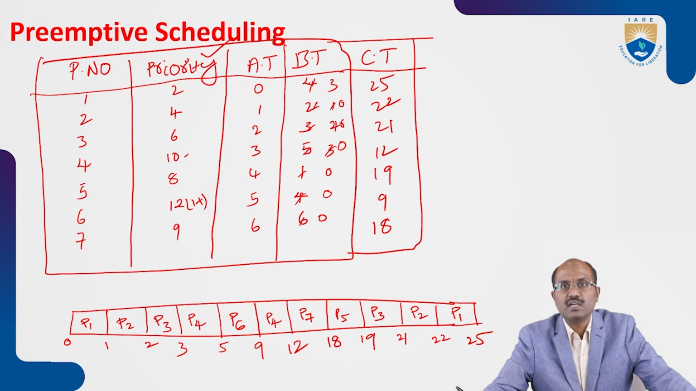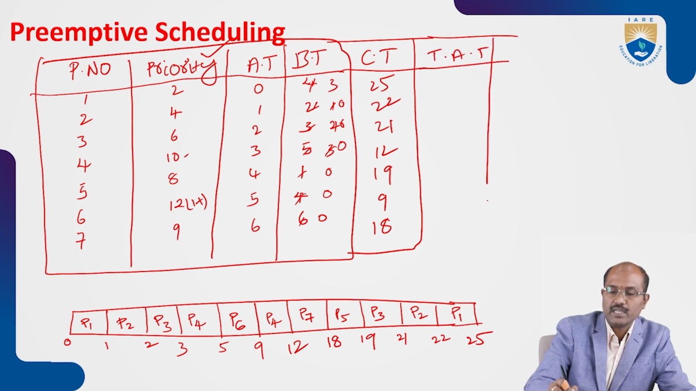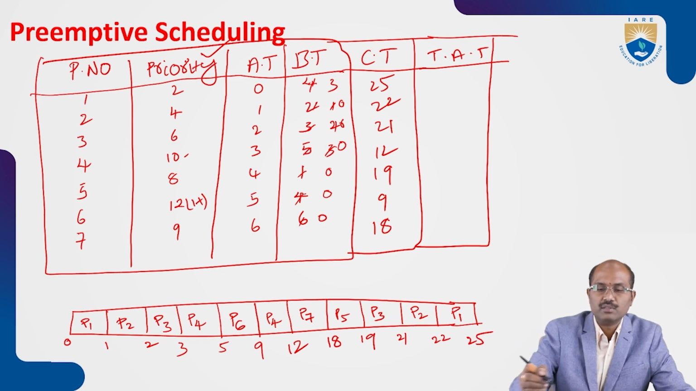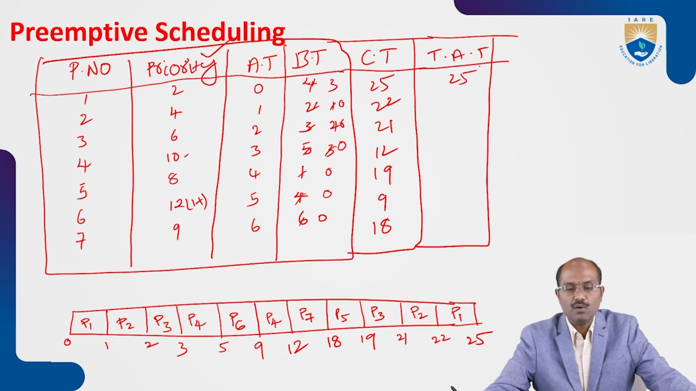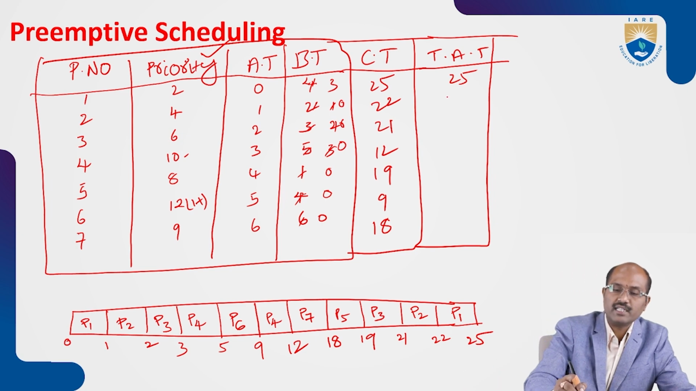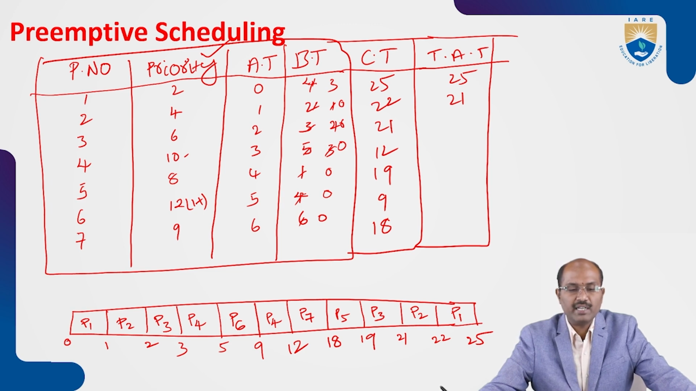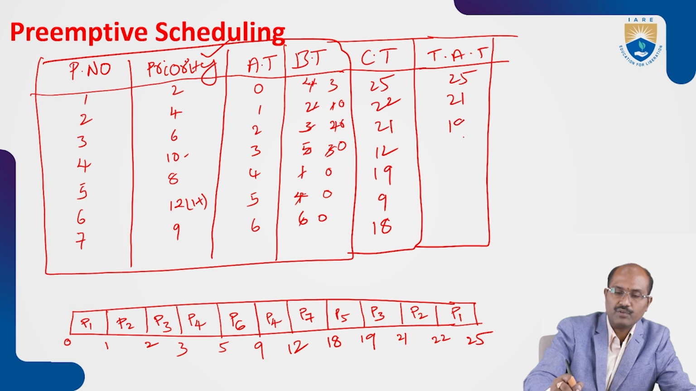Their completion times we mentioned here. Then we calculate the turnaround time, that is completion time minus arrival time. Now completion time 25, the arrival time 0. That is the turnaround time for P1 is 25. Now P2 completion time 22, their arrival time 1. That is 21, the turnaround time for P2. P3 completion time 21, their arrival time 2. That is 19, the turnaround time for P3.